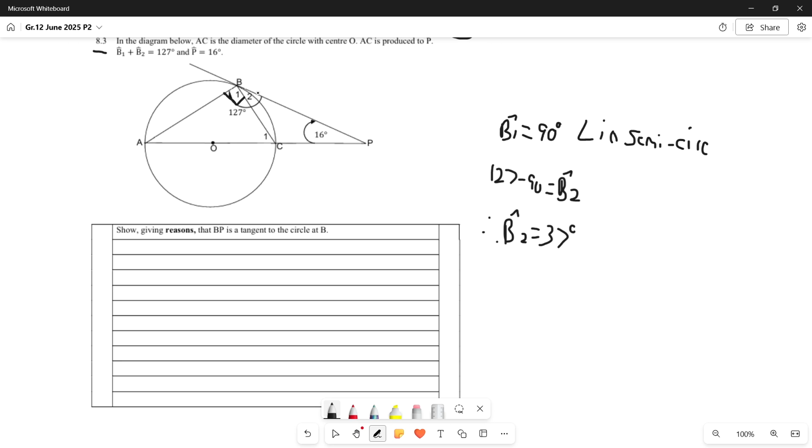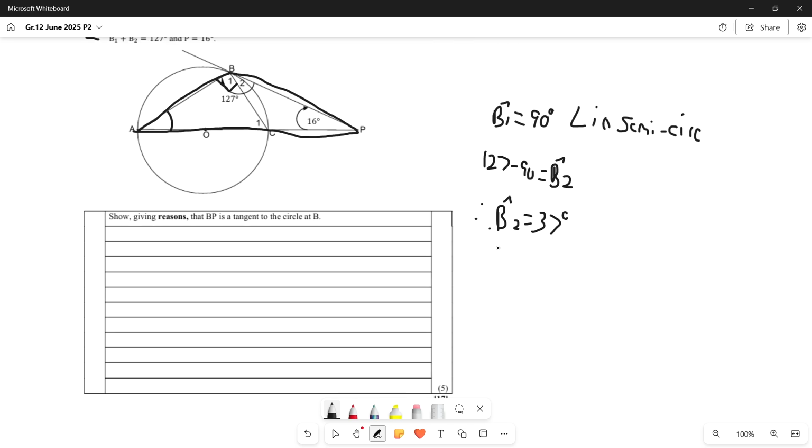Okay, so that means if B2 equals 37, we're trying to prove that A over here equals 37 as well. And what we can do, considering that we knew that this whole thing is 127, we can look inside triangle ABP over here, and we can do interior angles of a triangle. Once we've done interior angles of a triangle, we'll see that this angle here, A, also equals 37 degrees, and then because those two angles are equal, B2 equals A, therefore we can prove that it is a tangent using the converse of tan chord theorem. So therefore A plus P plus B equals 180 degrees. This is because interior angles of a triangle.